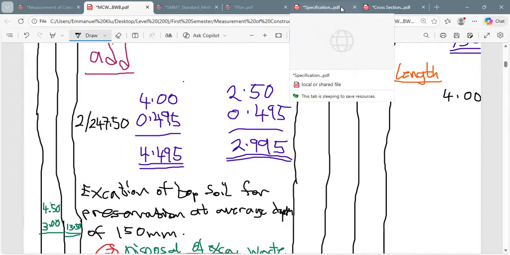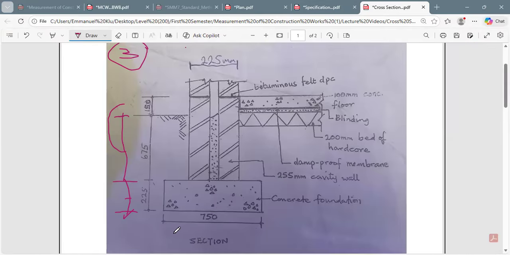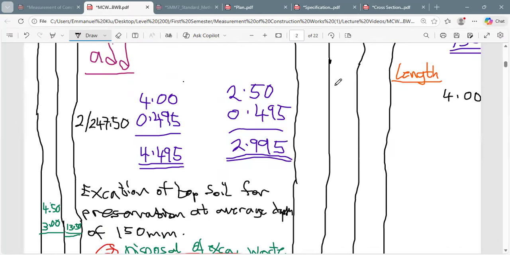If we come to the plan, or let me say the cross section, you see it over here. This is the breadth over here. So that one is already known. Now we also know that the depth is 750. So we only have to find the length, then we less the corners, then we are good to go, right? Okay. So 4.00 plus 2.50. And what is that going to give us? We are going to get 6.50.